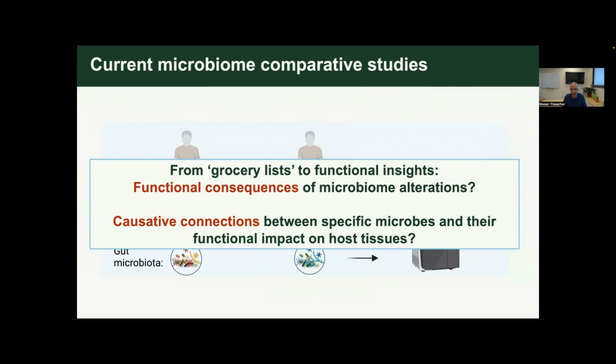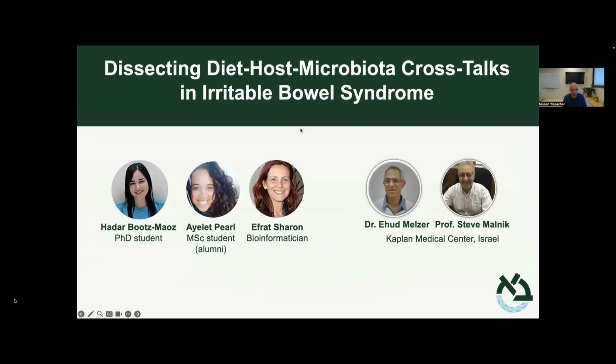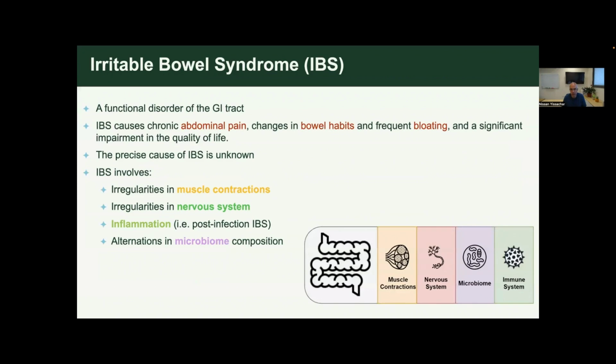To address this question, Hadar, Ayelet, and Efrat in my lab, together with Ehud and Steve from Kaplan Medical Center, looked at diet-host-microbiota crosstalk in irritable bowel syndrome. Irritable bowel syndrome, or IBS, is a functional disorder of the GI tract. It causes pain and changes in bowel habits and bloating and others. The cause for IBS is unknown, but we know that it involves different systems within the gut, like the muscular system, the enteric nervous system, the immune system, and of course, changes to microbiome composition are associated with irritable bowel syndrome.